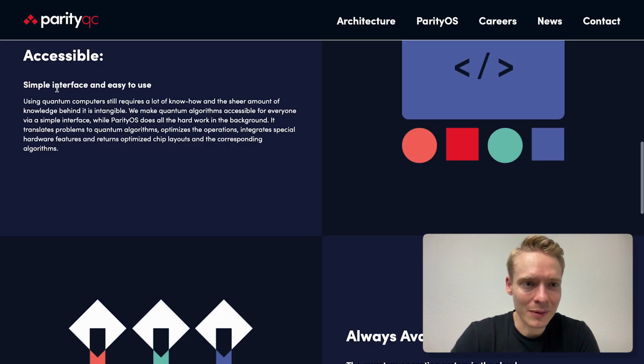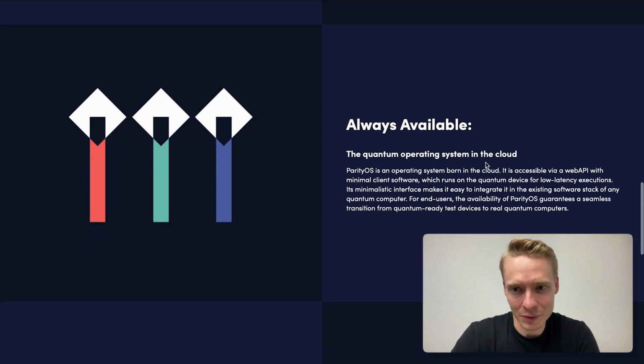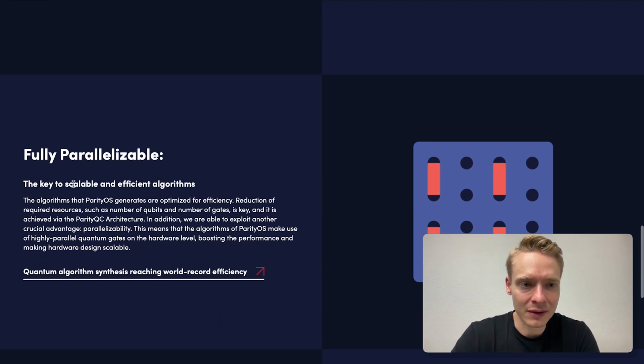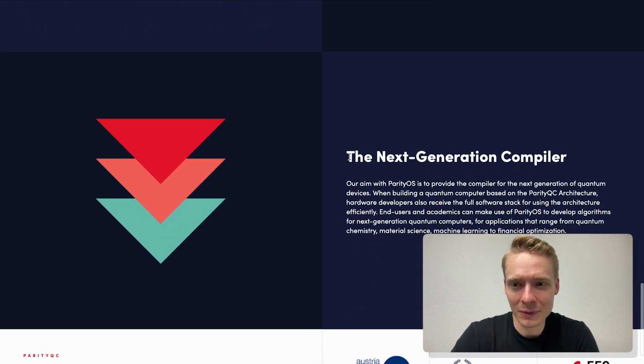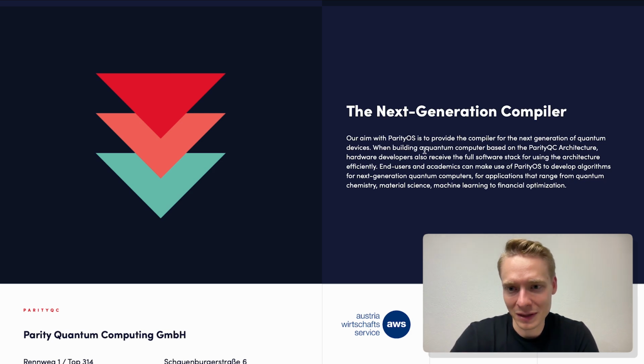So we have accessible, simple interface and easy to use, always available, the quantum operating system in the cloud, fully parallelizable, the key to scalable and efficient algorithms, the next generation compiler. So that would also kind of match that we have a compiler, right? Our aim with ParityOS is to provide the compiler for the next generation of quantum devices. When building a quantum computer based on ParityQC architecture, hardware developers also receive the full software stack for using the architecture efficiently. End users and academics can make use of ParityOS to develop algorithms for next generation quantum computers for applications that range from quantum chemistry, material science, machine learning to financial optimization. Okay.